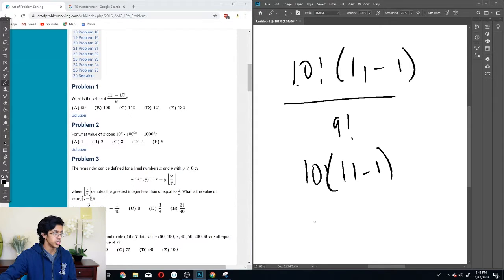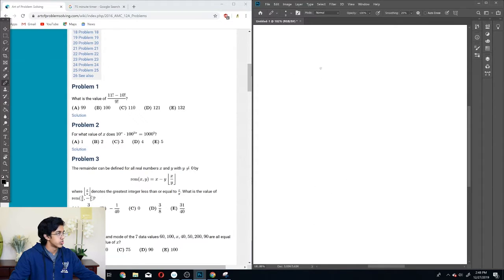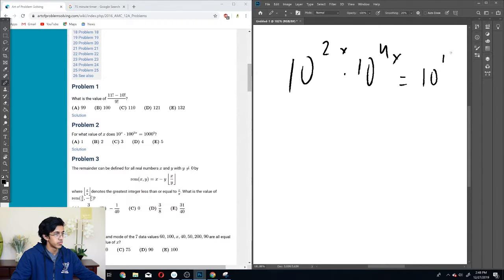Okay, B. Epic. And then 2, so 10 to the 2x times 10 to the 4x is equal to 10 to the 15, and then 6x is equal to 15, x is equal to 5 over 2. Wait, what? No, I'm trolling. This is just x. So, x is equal to 3.